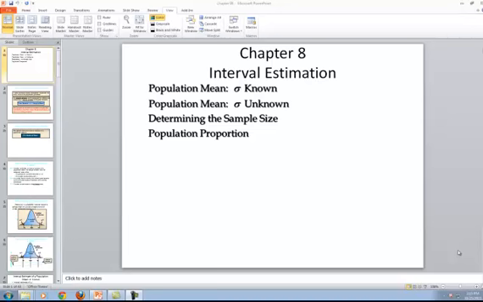There are several cases we will consider for constructing interval estimates for the population mean. In some instances, we know the standard deviation of the population. In other instances, we may not know the standard deviation. We will consider those two cases in constructing interval estimates. Another related topic is how to determine the sample size so that we can reach the required degree of confidence. And finally, we will look at constructing interval estimates for population proportions. Many of these concepts will be familiar and directly follow from Chapter 7. Hence, many of the procedures will also be similar.